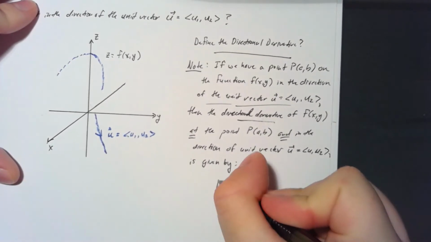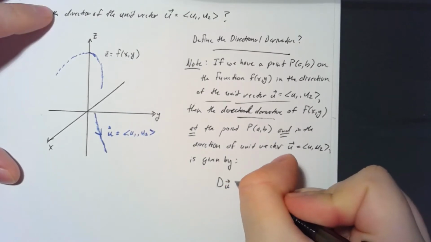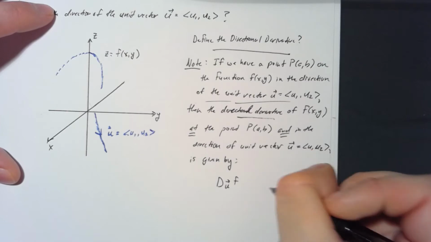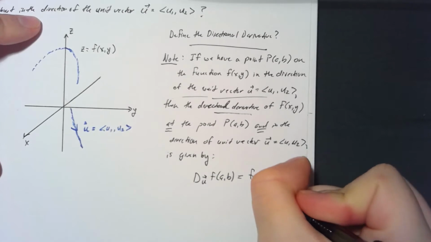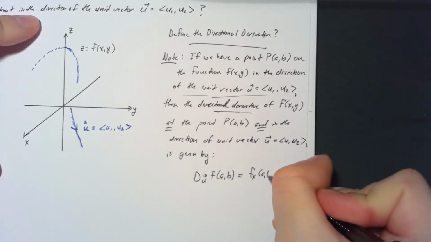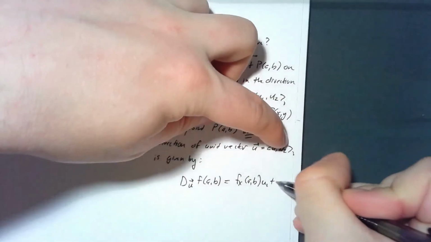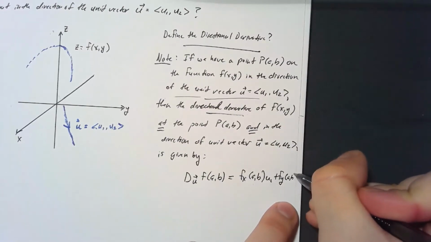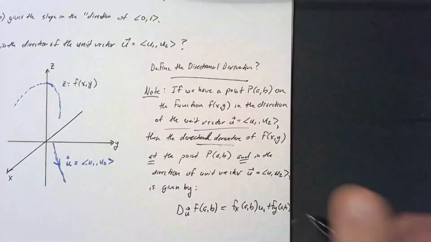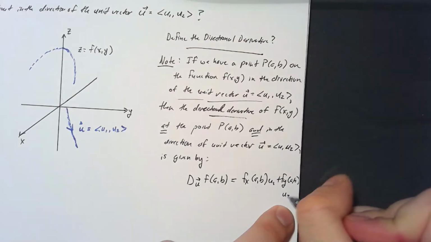we denote it as capital D sub u of the function at a comma b, and that equals the partial derivative of f at ab times u sub 1 plus the partial derivative of y at ab. Oh, I ran out of space. Sorry for my language. Times u sub 2.